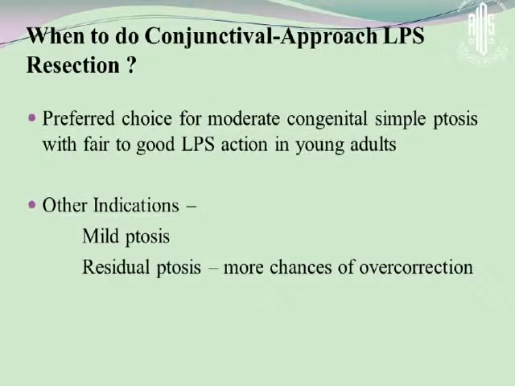So when to do the conjunctival approach? In any situation you can use the conjunctival approach in congenital ptosis, but it is preferred in moderate congenital simple ptosis with fair to good LPS action, where we want to take out a small to moderate levator muscle. Other indications are mild ptosis and residual ptosis, where there are more chances of overcorrection, since we can adjust by this route. So one can try using this approach in these two indications.